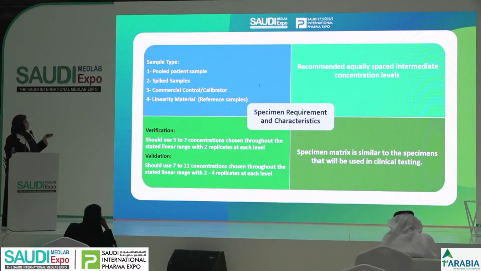If you don't have enough patient sample at the recommended concentration, we need equally spaced intermediate concentrations. At least 5 to 7. Those 5 to 7 standards need to be equally spaced intermediate concentrations, or they could be not equal, but equal is recommended. The sample matrix should be the same as the patient. If I'm doing verification, my maximum sample size is 5 to 7. If I'm doing validation, which is more critical, 7 to 11 concentrations.